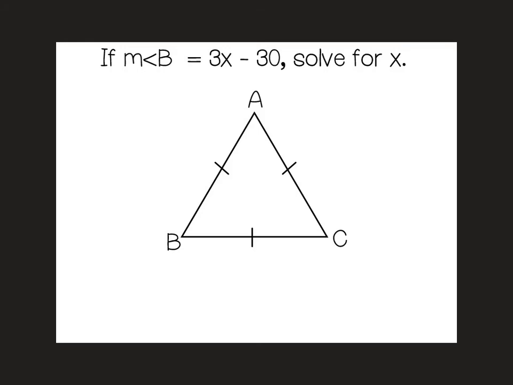This next example says if the measure of angle B equals 3x minus 30, solve for x. Similar to the last problem, I have these tick marks, which signifies that these three sides are the same. Remember, when we have three congruent sides, it's called an equilateral triangle, and not only are the three sides the same, the three angles are also congruent.